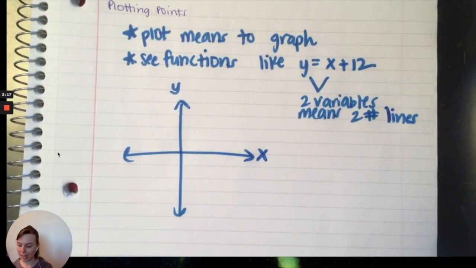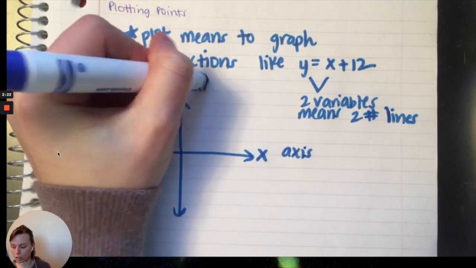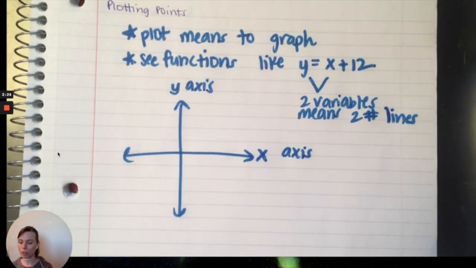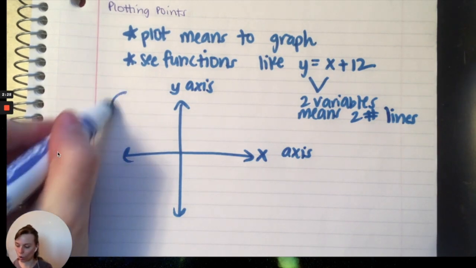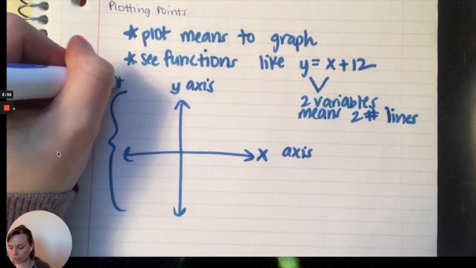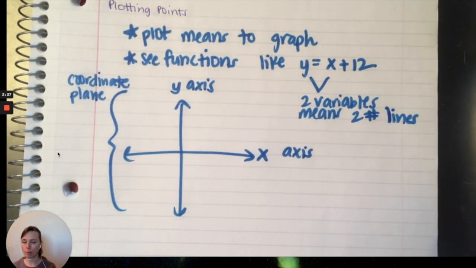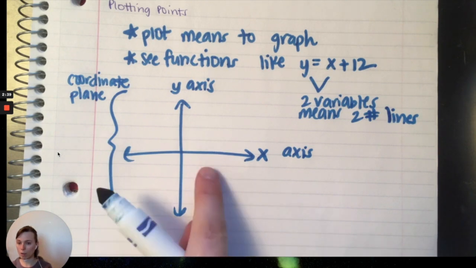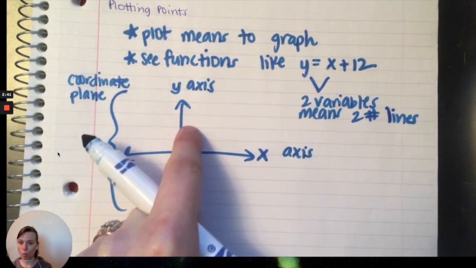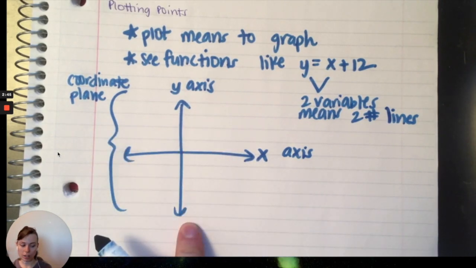These are called axes. So singular is an axis, plural is axes, A-X-E-S. Alright, this whole thing is called a coordinate plane because locations on it are made up of coordinates, and they're made up of an x coordinate and a y coordinate, so a horizontal direction and a vertical direction.